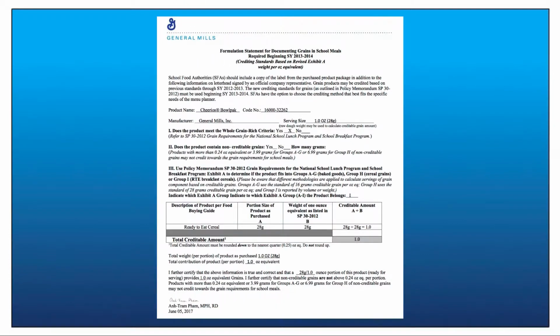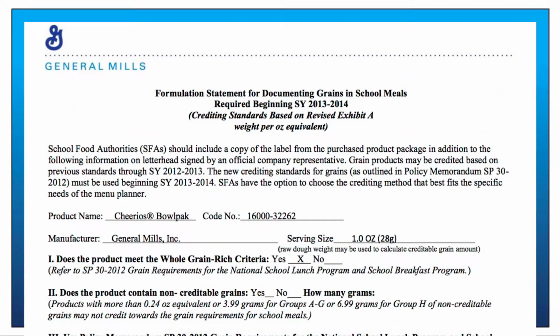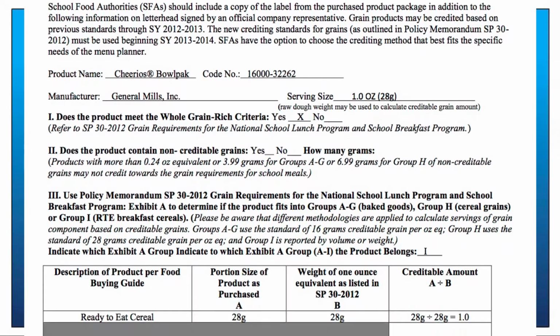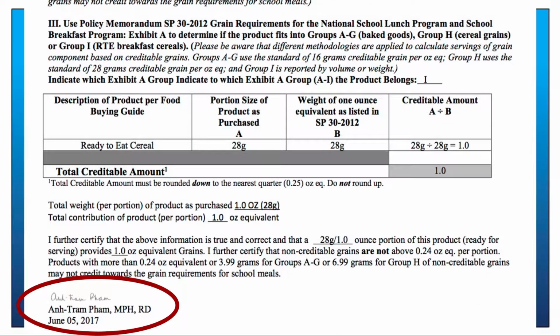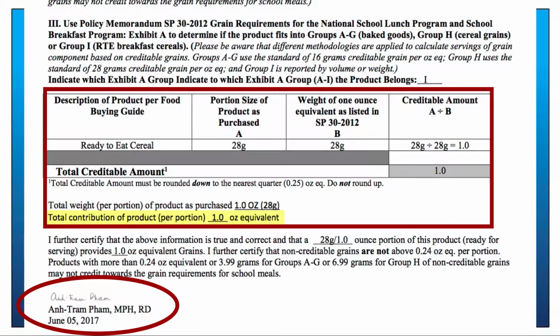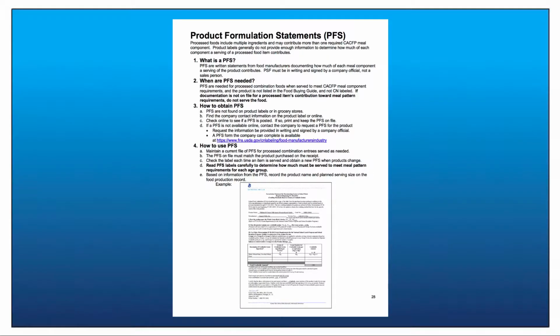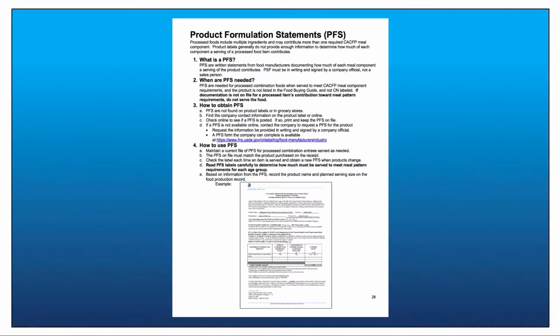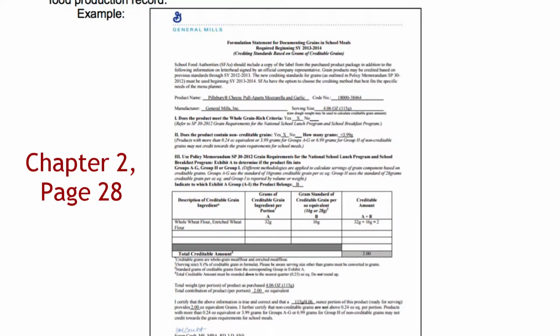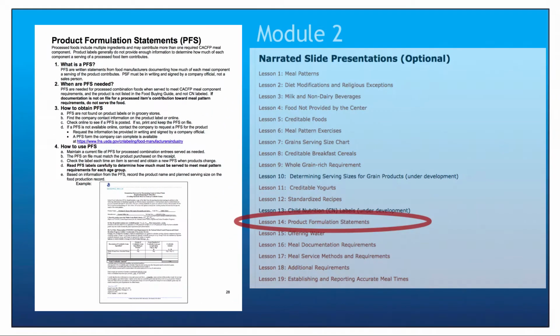The second method is to obtain a product formulation statement from the manufacturer. The statement must be signed by an authorized company representative, not a salesperson. The documentation must indicate how much grain by weight or how many grain servings a portion provides. An example of a product formulation statement is in the CACFP Manual. This topic is covered in more detail in Module 2, Lesson 14.